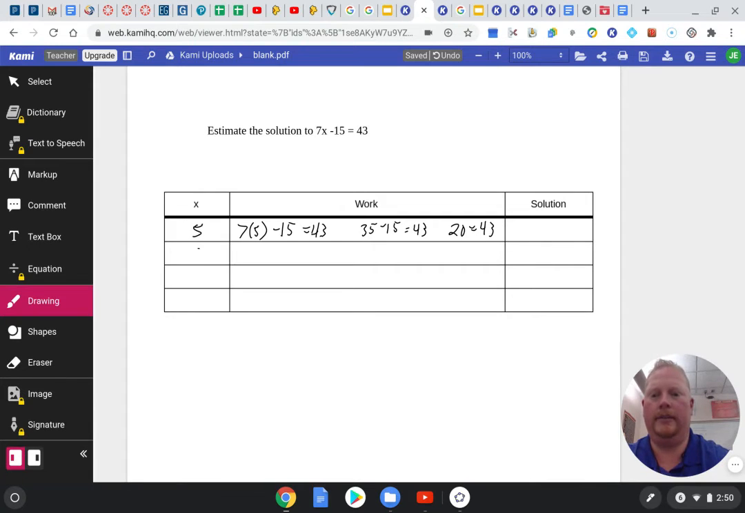Let's try 8. So 7 times 8 minus 15 equals 43. 7 times 8 is 56. 56 minus 15 is 41. All right, so we jumped from 20 equals 43 to 41 equals 43, so we're getting much closer. So maybe it's 9.